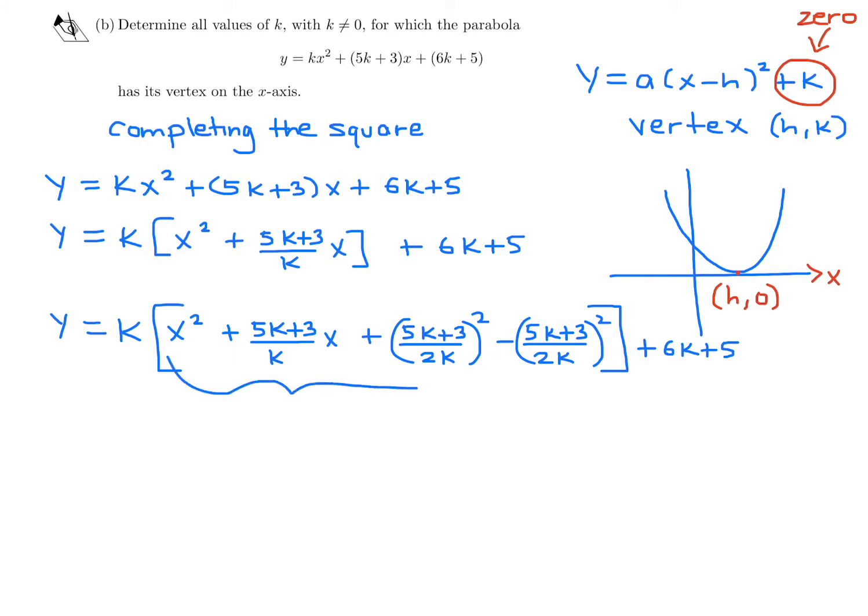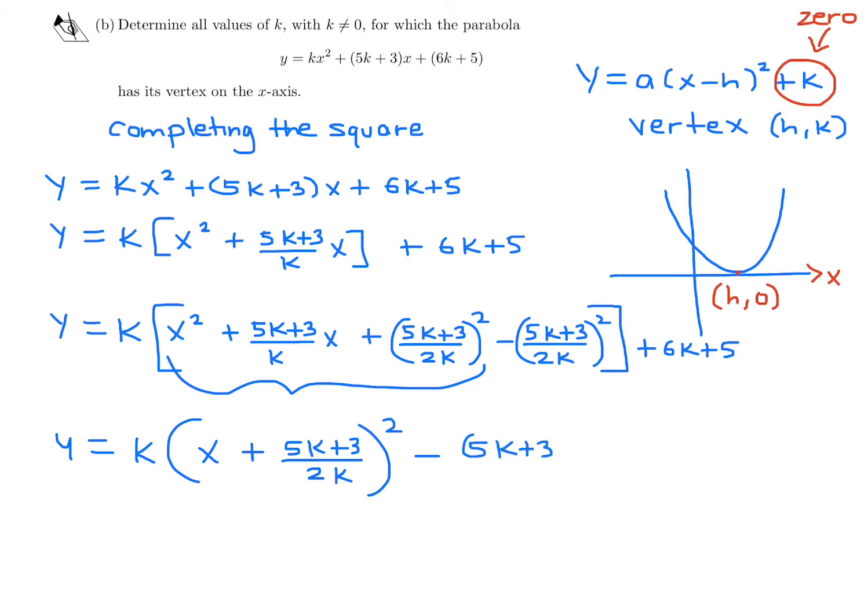Now the good news is that these three terms will factor. So this becomes x plus 5k plus 3 over 2k, all squared, right? And then this guy we can kick out, but don't forget to multiply it by the k before you kick it out. So it becomes minus 5k plus 3 all over 2k all squared, and because we kicked it out of the brackets, we have to multiply it by k. And there we go. So what does this mean?